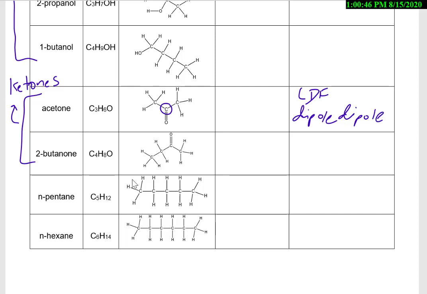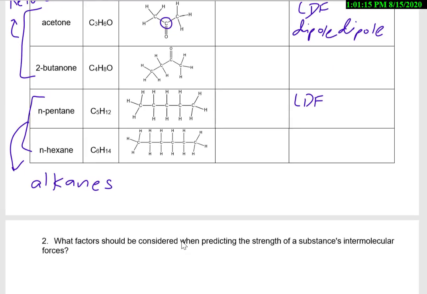And then the last group down here ends in the ending -ane. These are called alkanes. And if you look at them, they only have C's and H's, which carbons and hydrogens have very similar electronegativities. So these are nonpolar. Therefore, they're only going to have London dispersion. So now, whenever the lab refers to alkanes or ketones or alcohols, you'll have an idea who they're referring to.